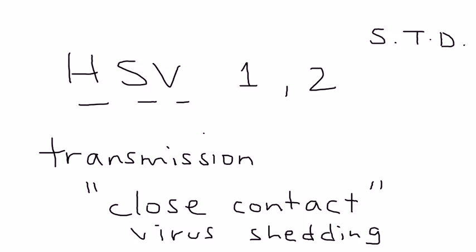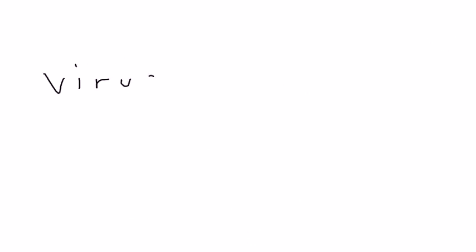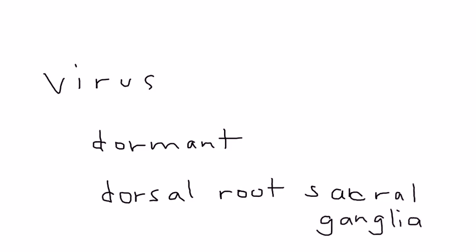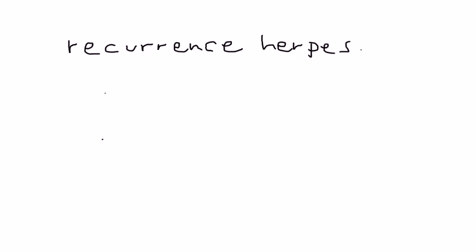Now, what's important about this virus that is rather sad and unfortunate is that it lays dormant in the nerves, and in particular the dorsal root ganglia, dorsal root sacral ganglia. Now, what can happen is that this virus can then be reactivated because of some triggers. So periodically you can get a recurrence of herpes, and here are some of the reasons.